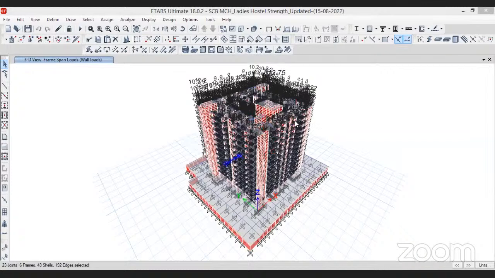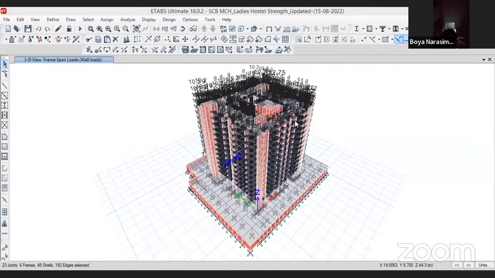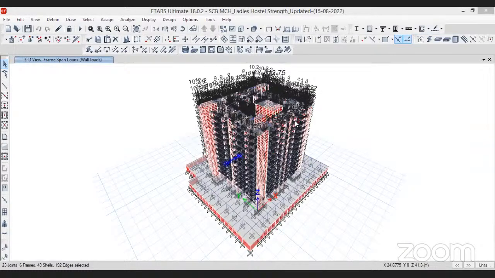So a single model is being circulated to any number of people.